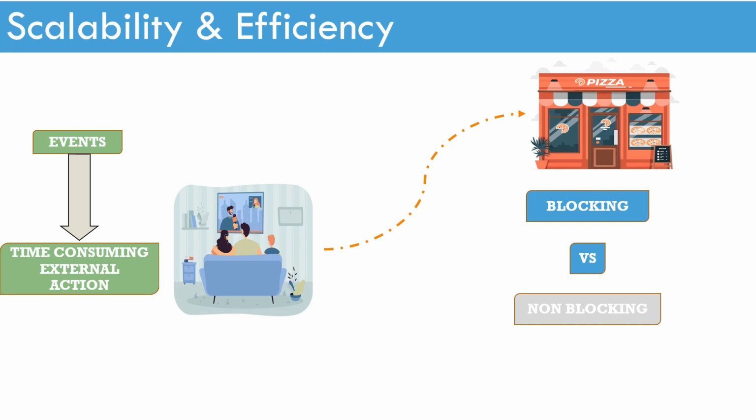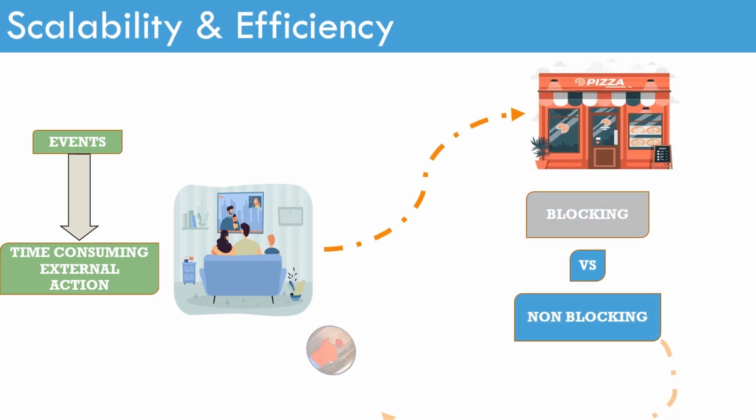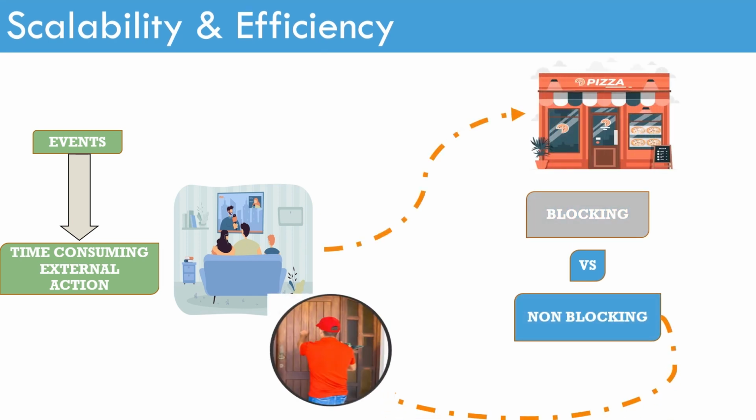Whereas in the second case, you can continue doing what you like and the delivery boy can notify you at your doorstep with the pizza ready. This is an example of a non-blocking approach. Since we have handed it over to someone else to do it for us in parallel when we focus on our other work, we call it asynchronous.